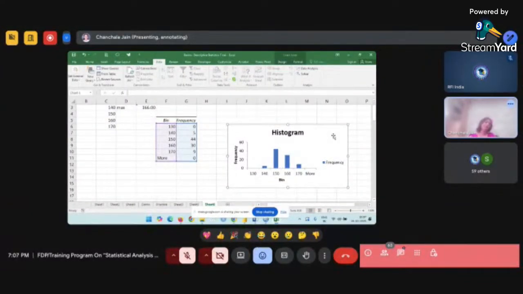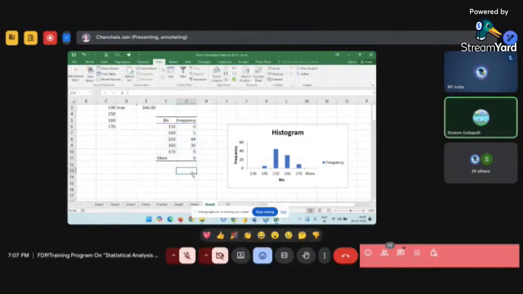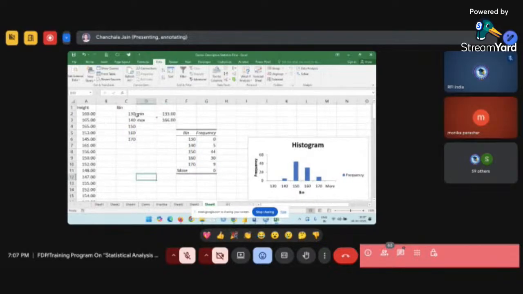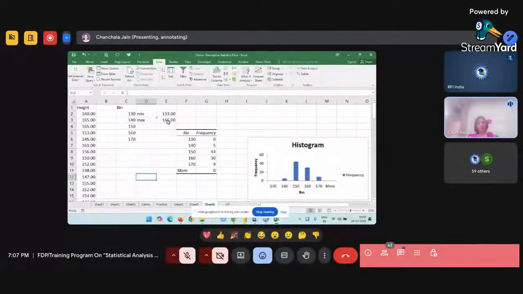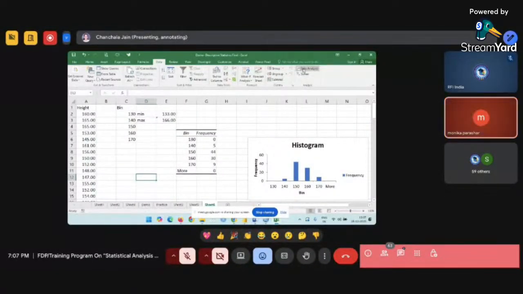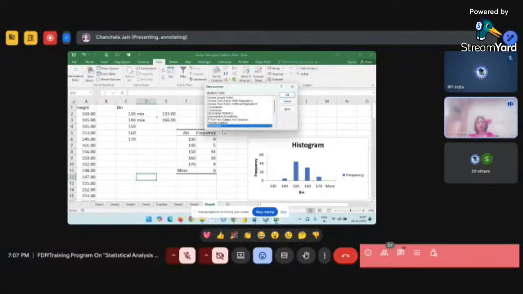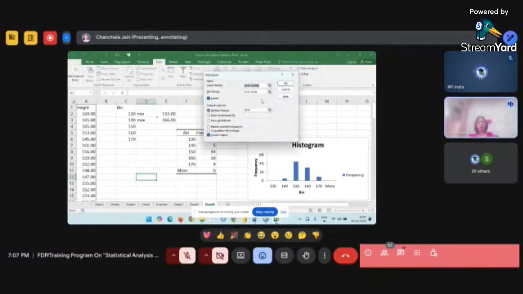Can you please repeat the process? I said you need to calculate the minimum and maximum value. After this, you need to go to the data analysis toolpack. You can go to the histogram. In the histogram, you need to provide the data range and bin ranges. In both cases, I selected the labels of my columns. I generated the output at any blank cell. I can select the output range, and I need to select the chart output, the last option. And you can click on OK.